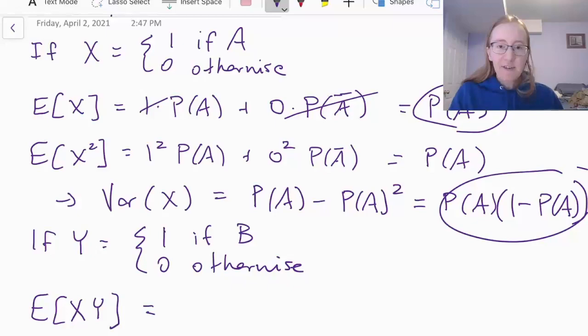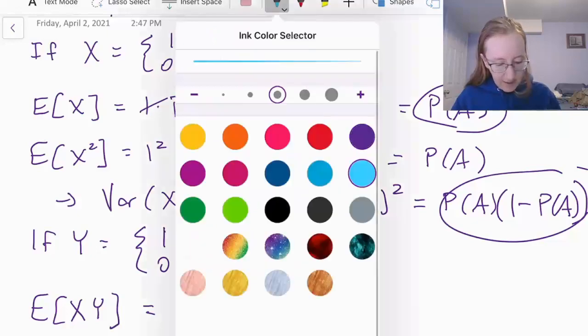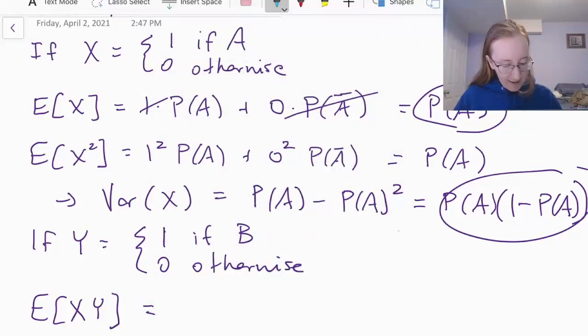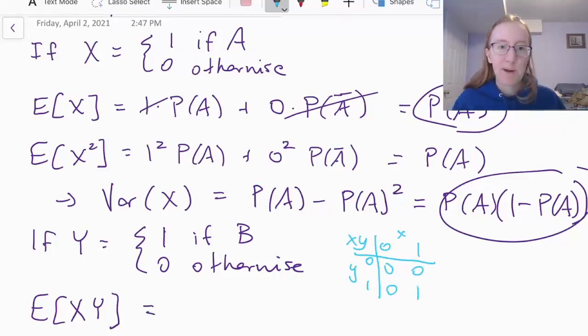And that is going to be, well, we think about all of the possible combinations of x and y. I'm going to just draw a little chart off to the side here in a different color. If x could be 0 or 1 and y could be 0 or 1, then x times y is 0, 0, 0, or 1, right? Just multiplying through. So the only time when x times y is not equal to 0 is when both x and y are equal to 1.